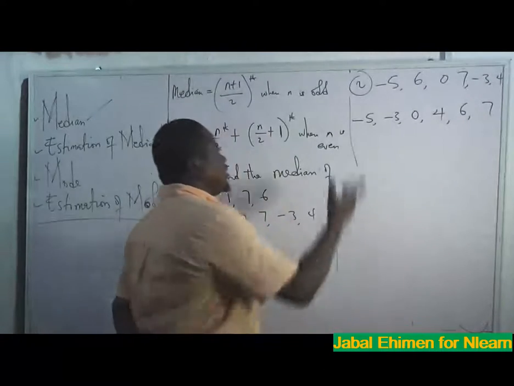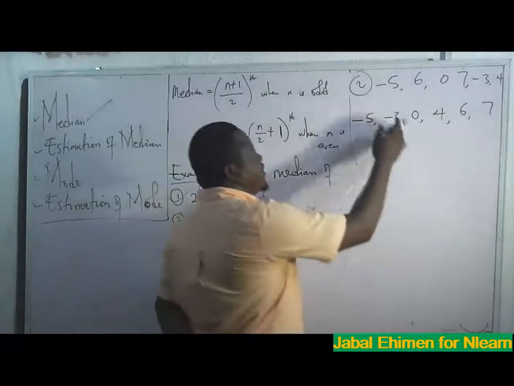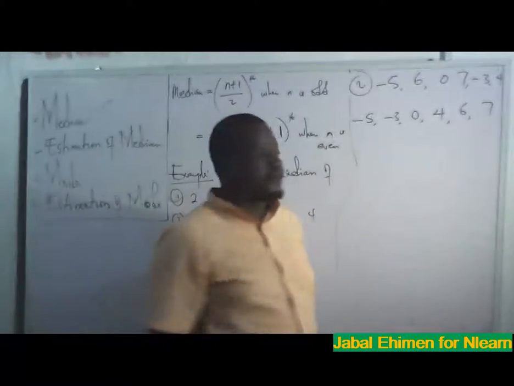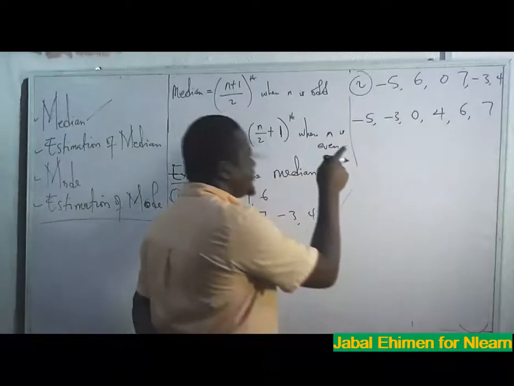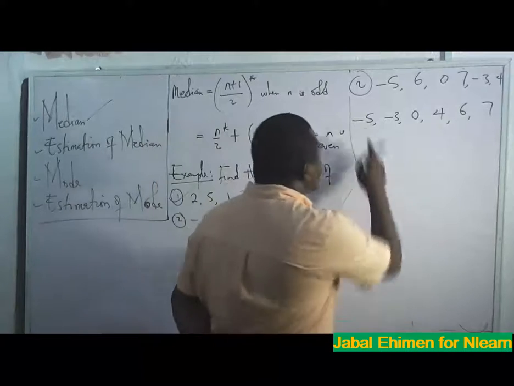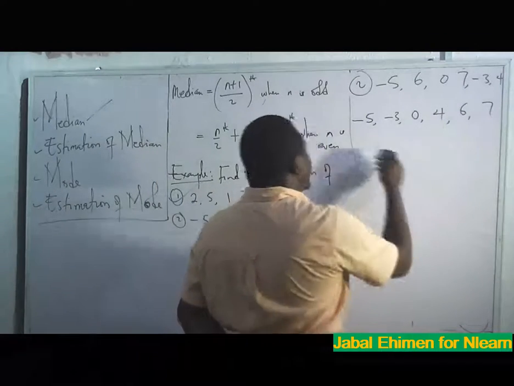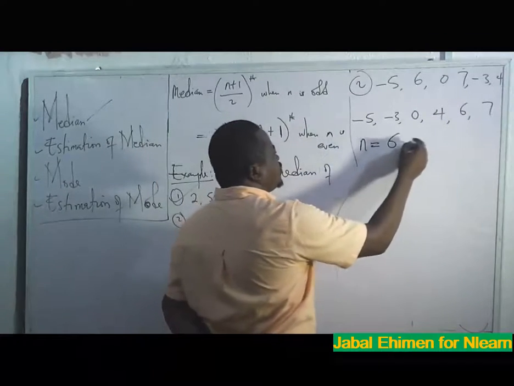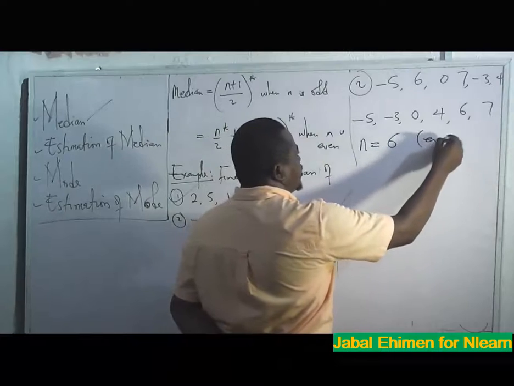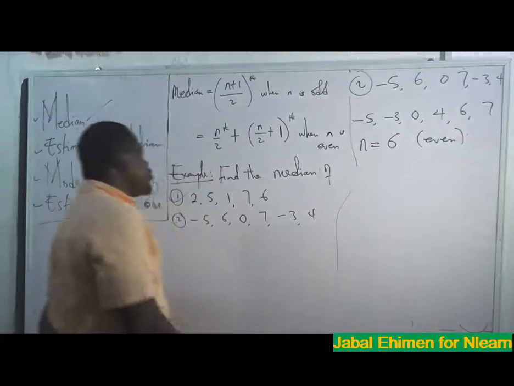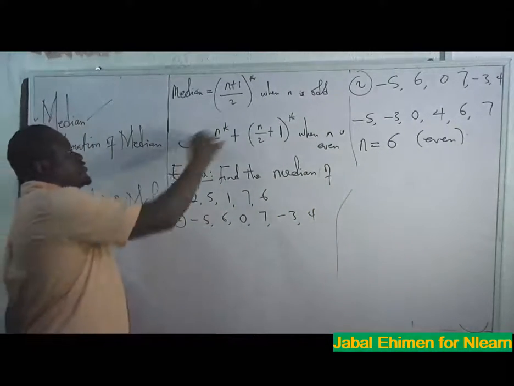Now from here, you have something of this nature. So you have minus 5, minus 3, 0, 4, 6, 7. Good. From this analysis, it's easy to say 1, 2, 3, 4, 5, 6. Oh, n is even. It's equal to 6. That's even. So because it's even, we are going to make use of the second formula, which is this.